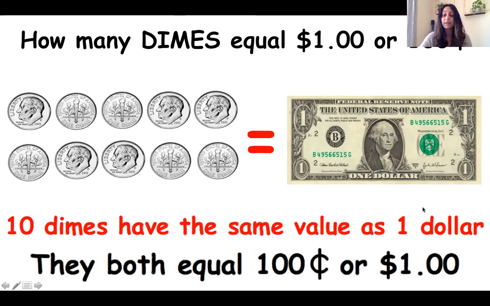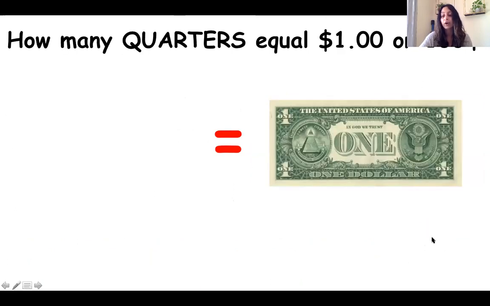All right, let's move on to our last coin, the quarter. How many quarters equal $1 or 100 cents? Remember, quarters equal 25 cents. So how many times would we have to count by 25? How many quarters would we need to make $1 or 100 cents? Pause and try now.